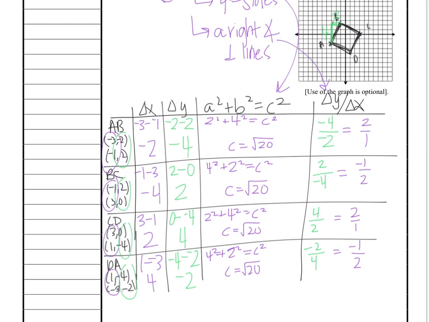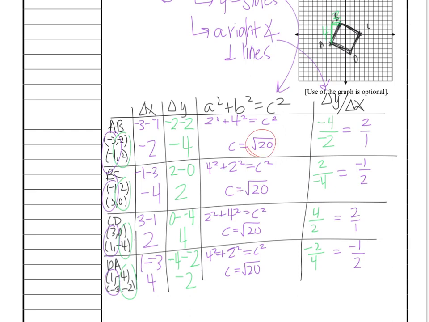Okay, and so PS, I know all of these came out to be square root 20 because you were adding the same numbers when you squared them. And some of you were probably like, oh my gosh, I want to just be lazy and not have to write this out a million times. But I'm sorry, you have to write it out each and every time. Okay? So let's make some conclusions.